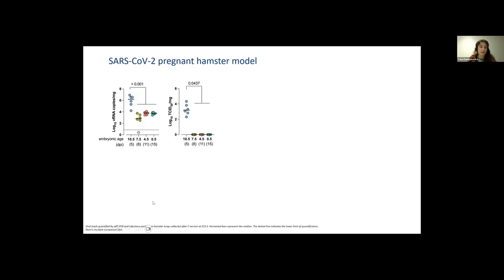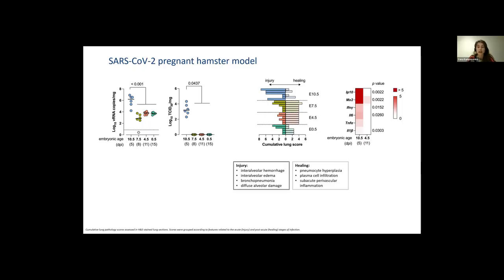And we see that at 5 days after infection, there's still a lot of viral load and also infectious virus. But 8 days after infection, they clear it up. So as well, pregnancy doesn't make the virus persistent there. We also checked the lungs, and indeed 5 days after infection you see more injury in blue, more injury in the lungs, and we checked it by the hemorrhages, edema, bronchopneumonia.